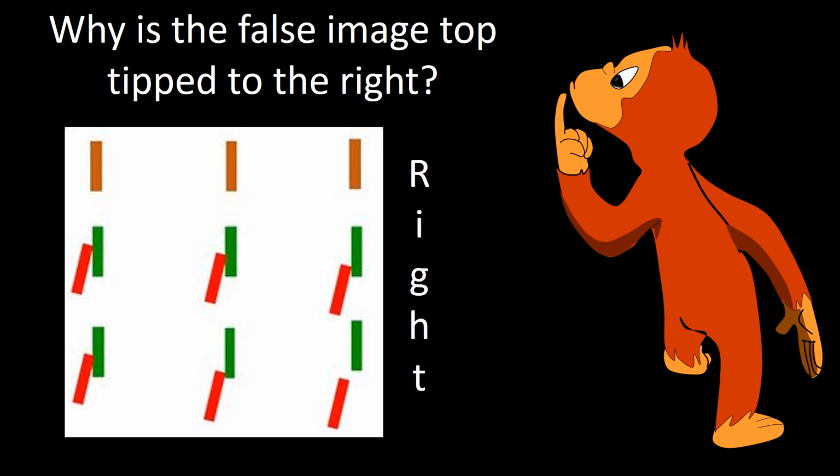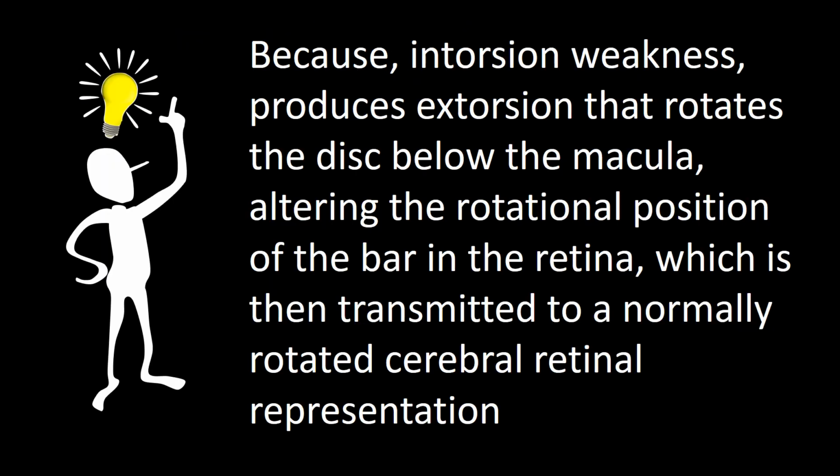So the answer to the question, why is the false image top tipped to the right, is because intorsion weakness produces extorsion that rotates the disc below the macula, altering the rotational position of the bar in the retina, which is then transmitted to a normal rotated cerebral retinal representation.